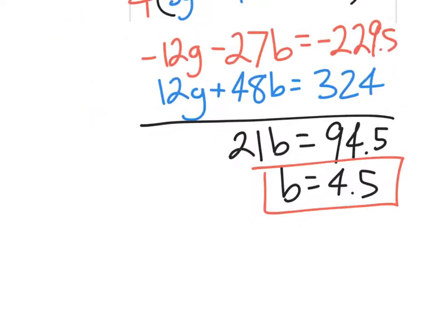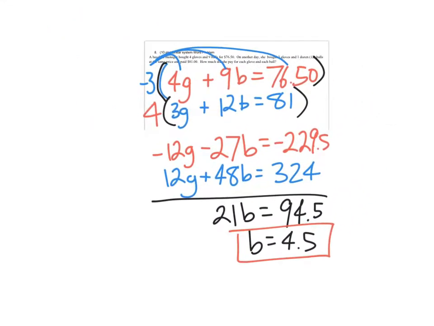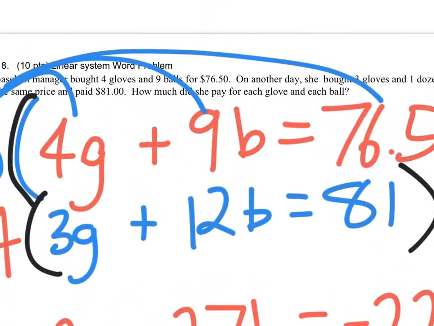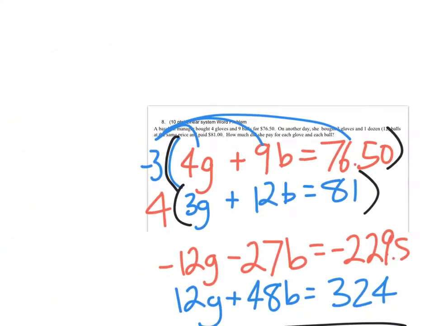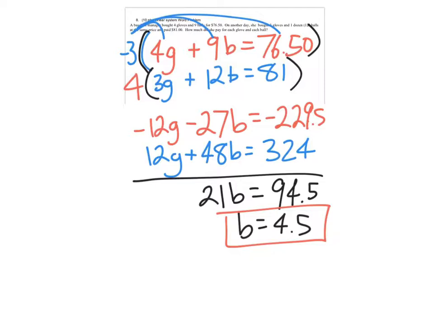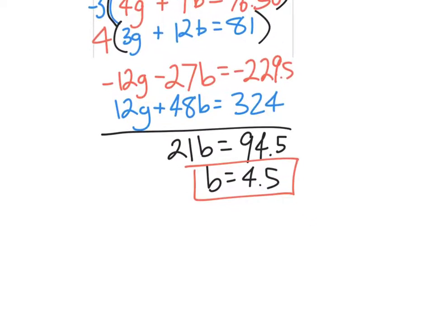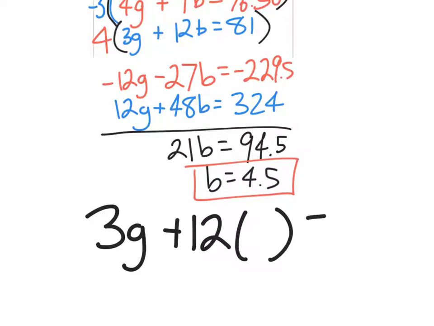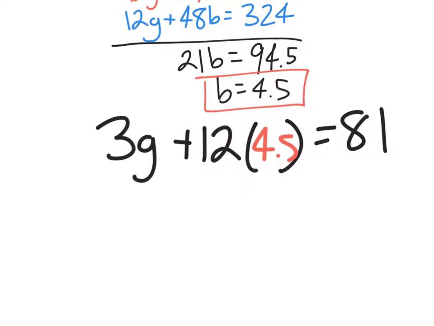All right, we're not done. How much then is each glove? Well, if each ball is $4.50, and we've got this equation, we've got to plug it into either the top or the bottom. Well, why not plug it into the bottom? It doesn't matter. You can do both simply to check. And so what I'm going to do is 3g plus 12 open parentheses equals 81. And now, instead of b, I'm going to plug in 4.5. What is 12 times 4.5?